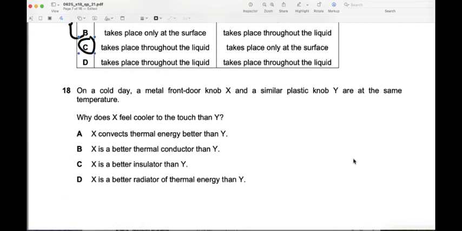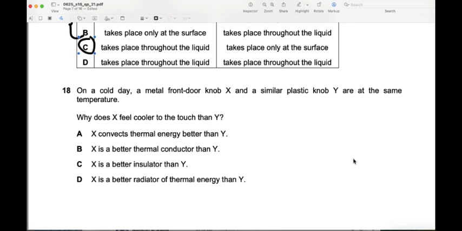Okay, now we go to question 18. On a cold day, a metal front door knob X and a similar plastic knob Y are at the same temperature. Why does X feel cooler to touch than Y? Why does X feel cooler? It is the metal one, right? The metal one, why does it feel cooler to touch than Y?